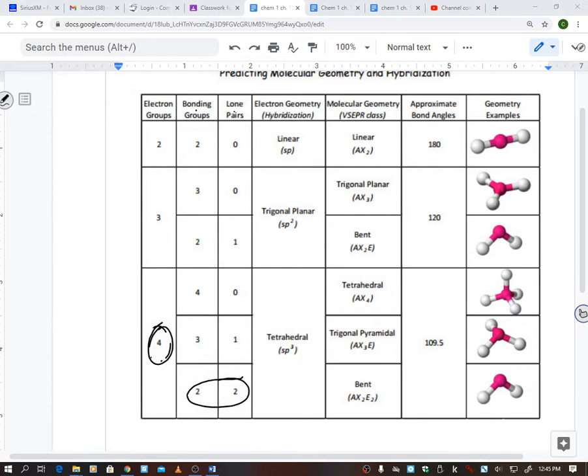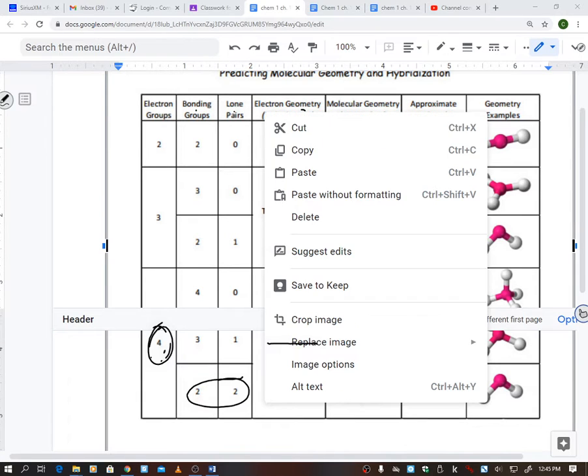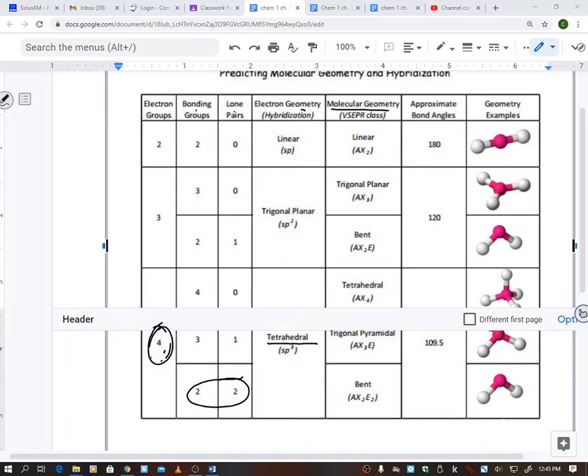And that is going to be a tetrahedral. It's going to be tetrahedral because of the 4. That's why it's considered tetrahedral. But then look at the molecular. This is the electron geometry. We want the molecular geometry. What are these molecules doing? And if you look down here, it is bent. It is going to look like that.